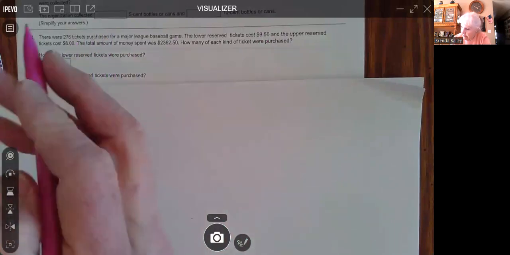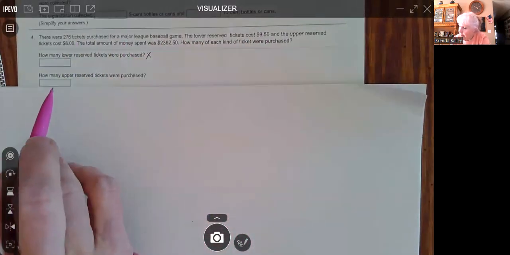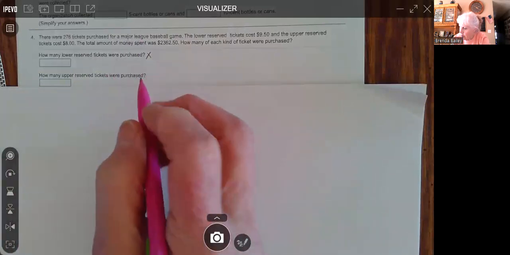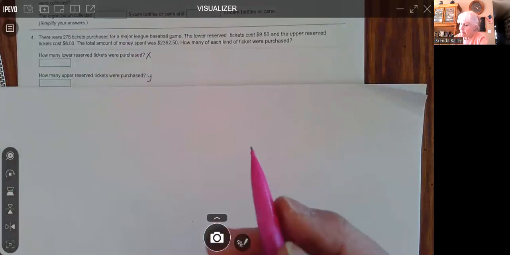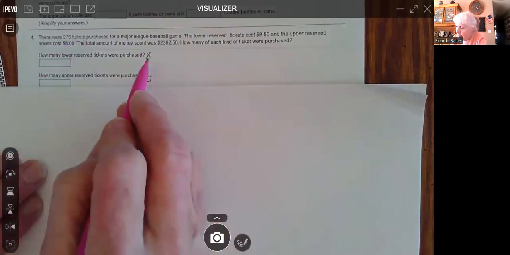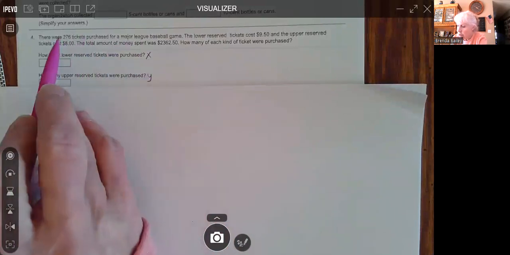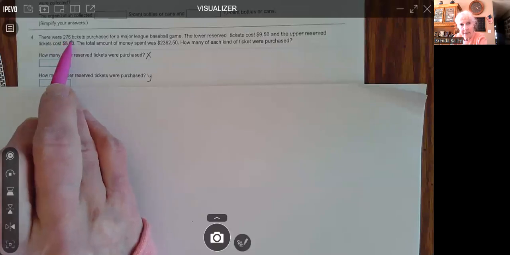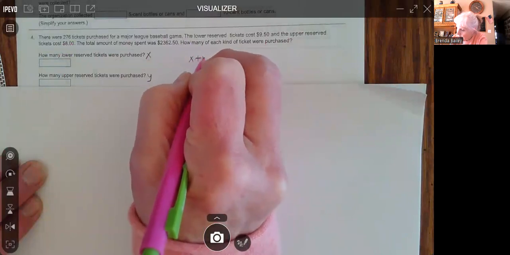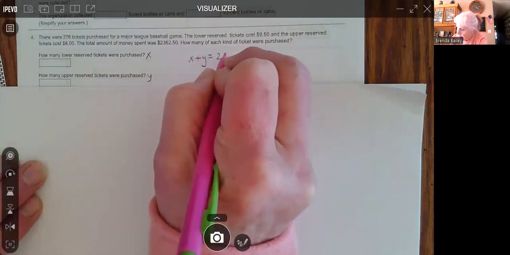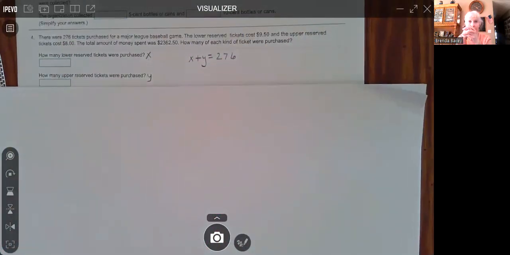We're going to make that X. Maybe I can just write it right here. How many upper reserve tickets were purchased? We'll call those Y. Now we know we have a total amount. So this is the number of lower. This is how many upper. And I know that I have a total of 276. So I will take X plus Y equals 276. All right, you have a number one, how many?